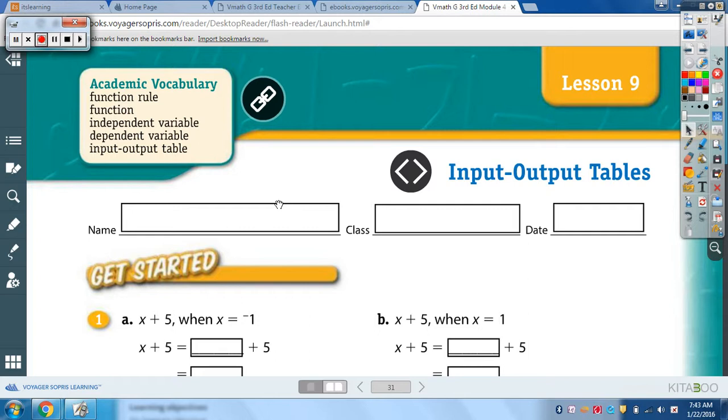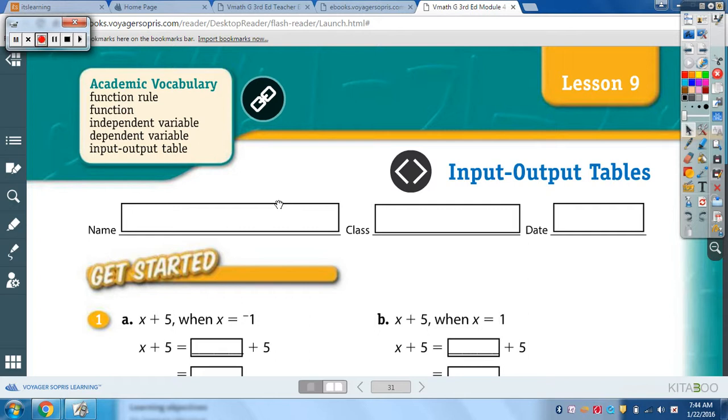This is something that you all should have learned from your vocabulary you did at the beginning of the unit. What is the function rule? The function rule, an equation that shows how an input value x and an output value y are related. What is a function? A function, a pairing of input and output values in which each input value is paired with exactly one output value.